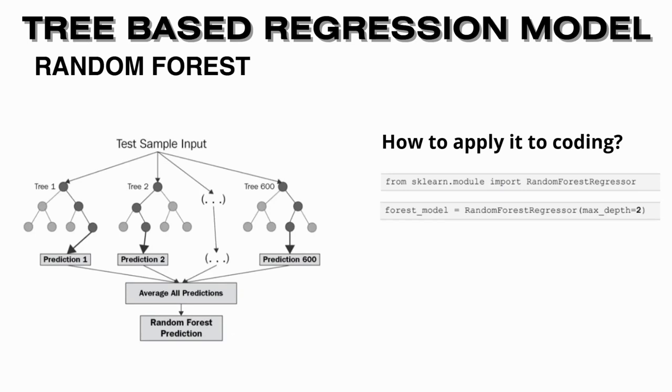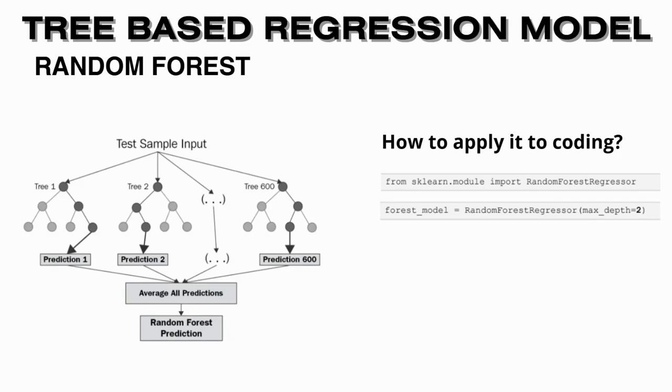To fix the issue of overfitting, we use a more advanced version called random forest. Instead of building just one tree, random forest builds hundreds of trees. Each tree looks at a slightly different part of the data, and their predictions are combined, taking the mean or the average of all the trees. This makes the model more reliable and less likely to overfit.